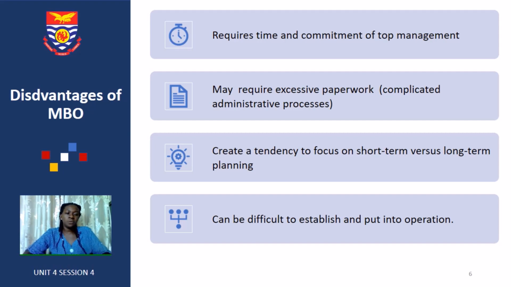And sometimes people just want to dodge this, and that's why it is not really used to the core around here. It also creates a tendency to focus on short-term value versus long-term planning, because these are usually for short-term plans. When it comes to corporate and strategic plans, it becomes hard to do MBO. You never finish that one. And so if you don't take care and you just go with the MBO, you end up only looking at your short-term planning and leaving out your long-term planning.